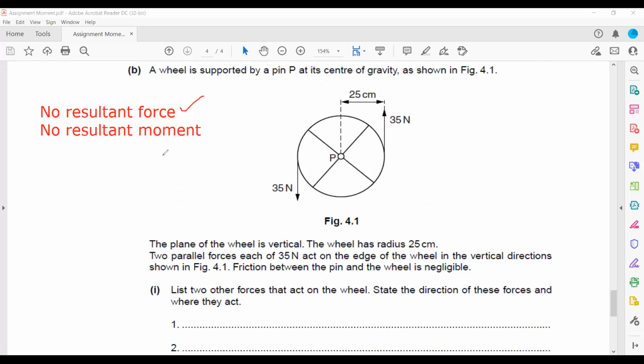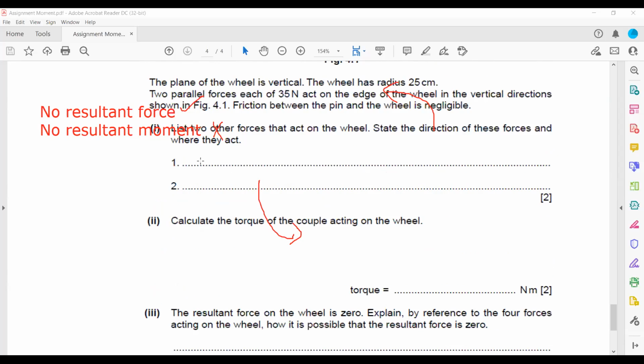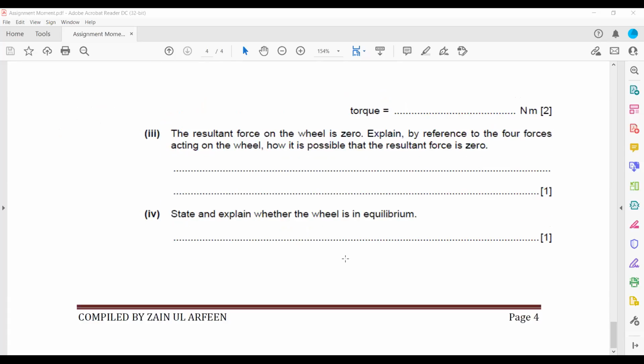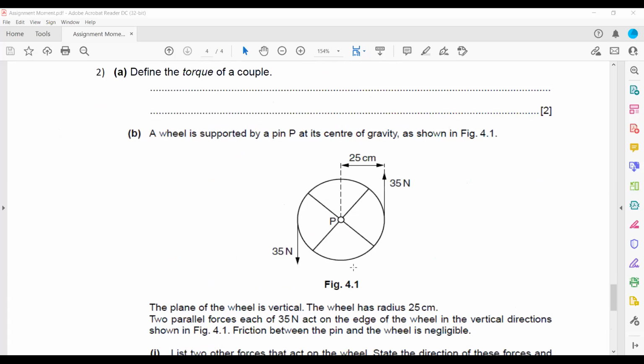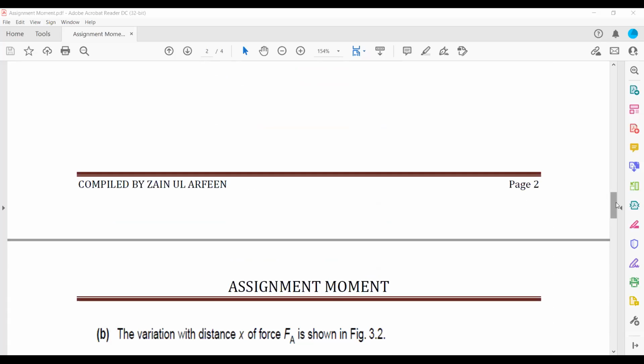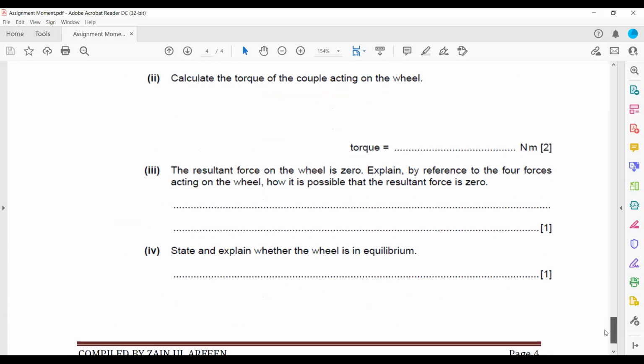But what about the resultant moment? That is not true. Why? Because this is rotating anti-clockwise, so the resultant moment is not zero. The resultant force is zero. So, state and explain whether the wheel is in equilibrium. You will say no, and the reason is that there is a resultant moment acting on the wheel. Is it clear, this last part related to the moment?